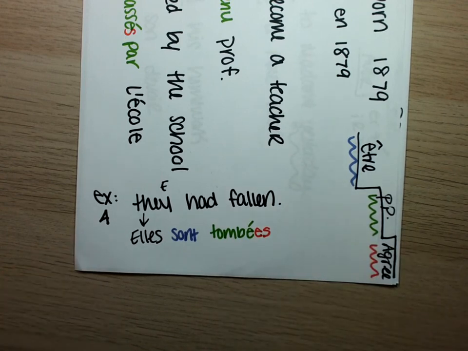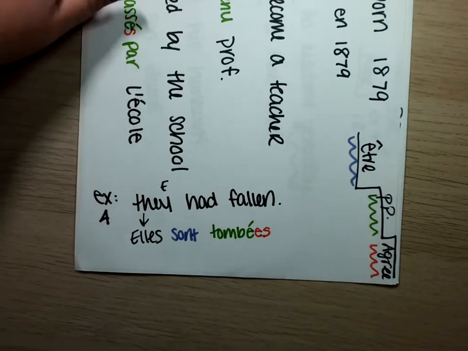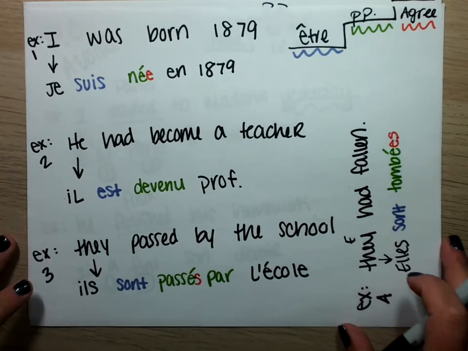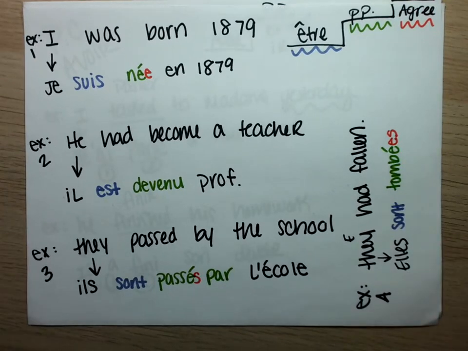Hopefully, the passé composé être is not as scary as you first thought it was, but as long as you can remember those 3 steps, then you should be pretty good to go.